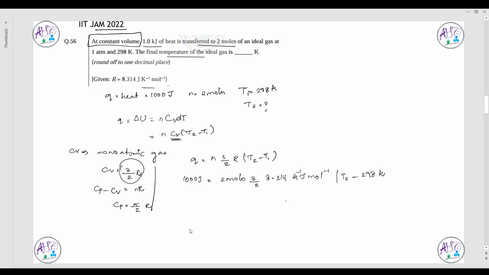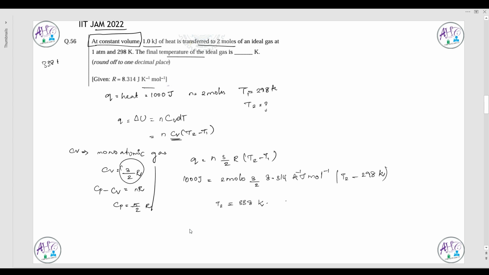If you solve, the value of T2 will be almost around 338 Kelvin. This is going to be the answer. So yes, this is the correct answer. The answer was in the range 338 to 338.2.